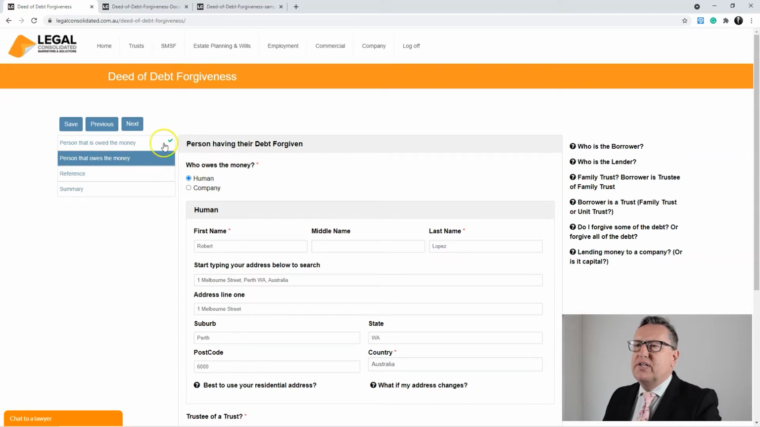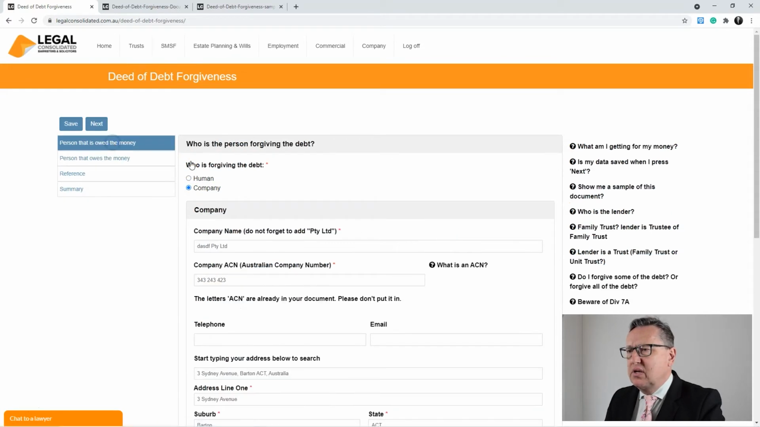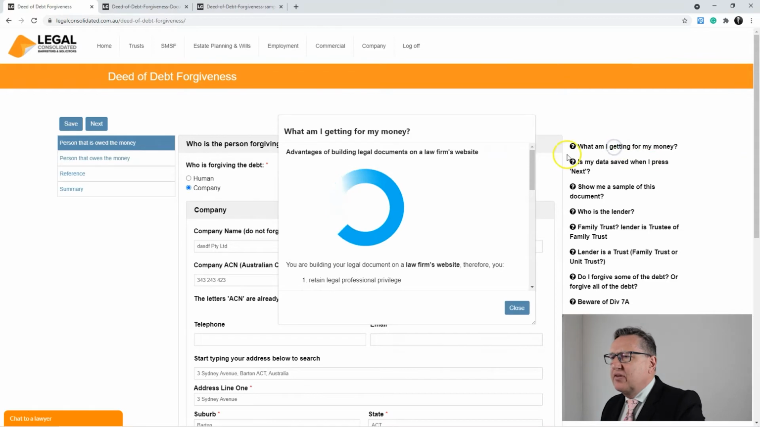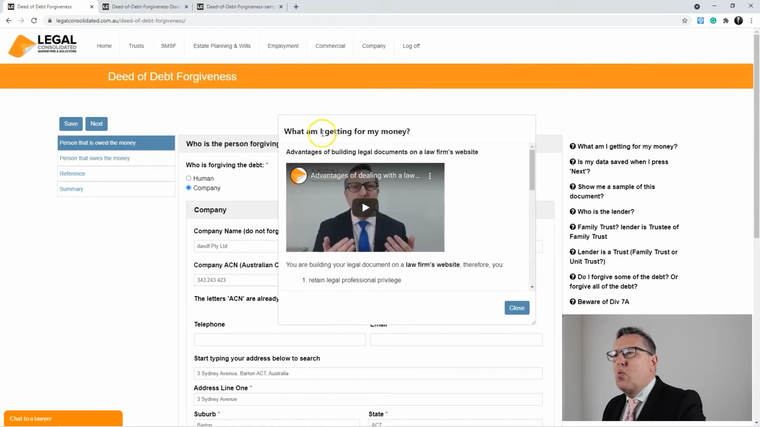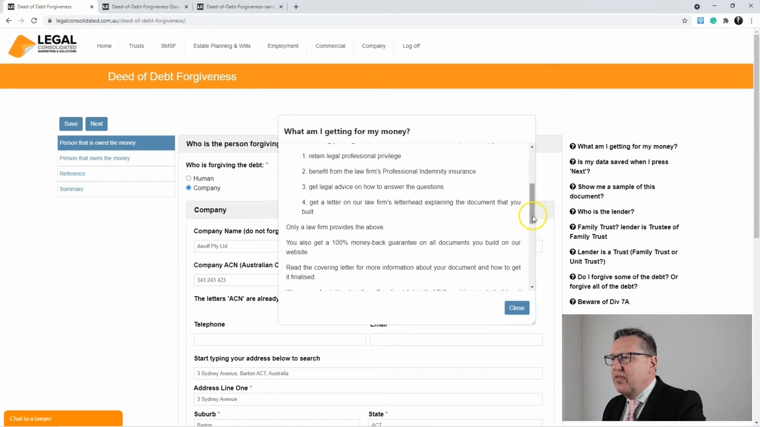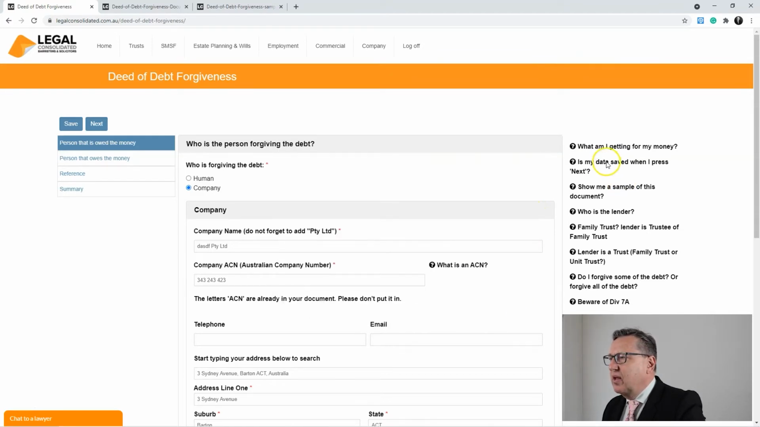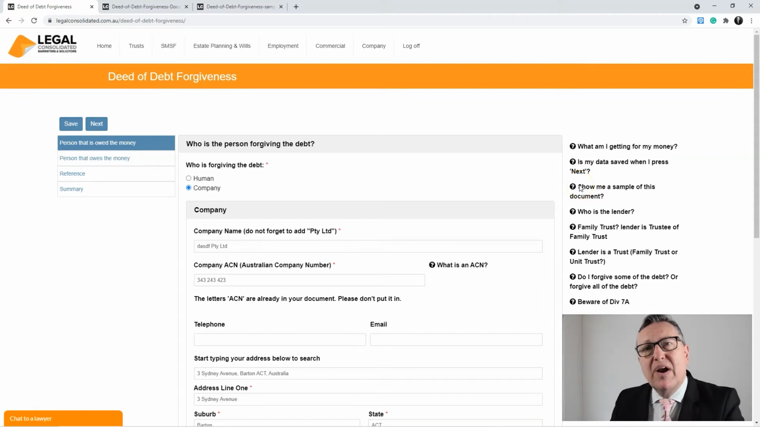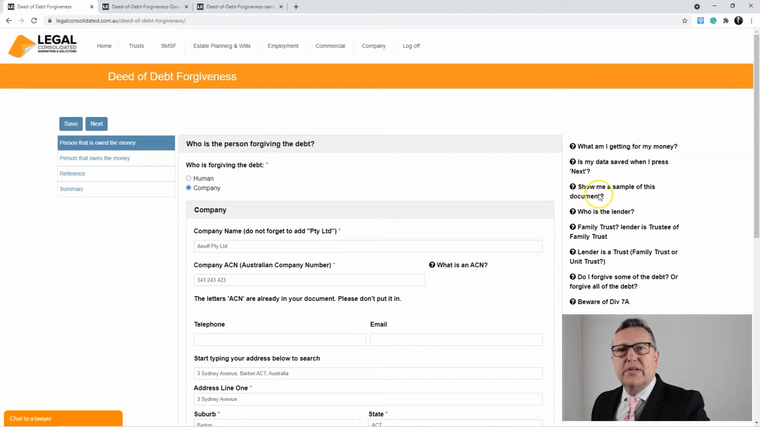So you see there's green ticks. If you've got green ticks, it means that we, as your Australian law firm, are happy with the answers. But let's have a look at the hints. So here is a hint on what am I getting for my money, which explains what the value of using our law firm, and there's yet another training video. Is my data saved when I press next? So every time you press next, your information is saved indefinitely, forever. So you can come back tomorrow or in 20 years' time and pick up from where you left the document, last drafting of the document.